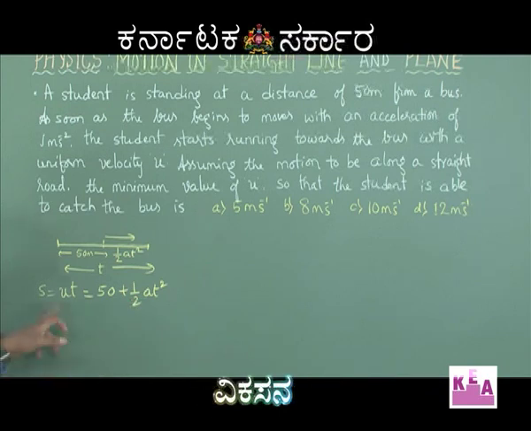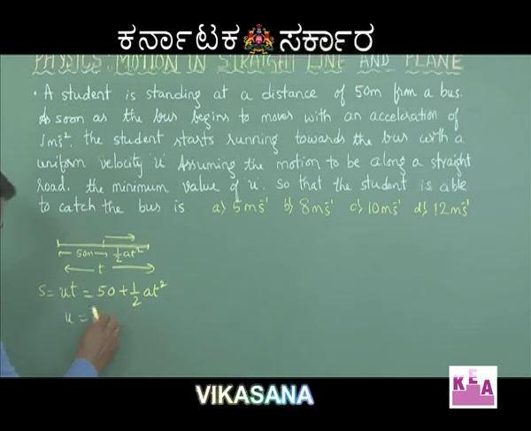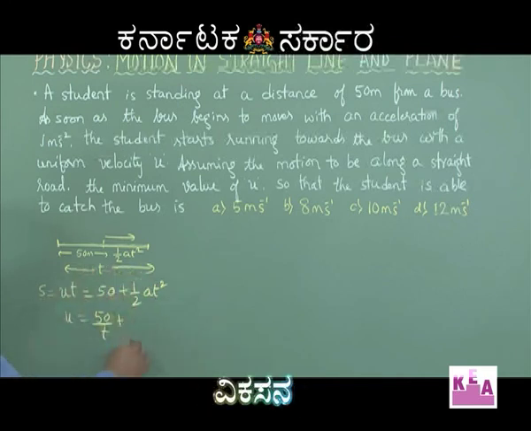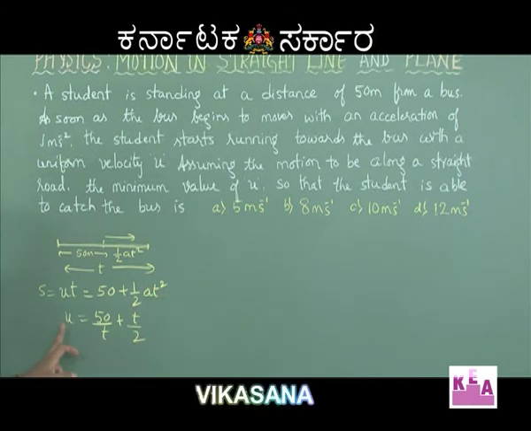So I am supposed to find out the value of u. Let me take the t to the other side. u is equal to 50 by t plus, with a as 1, t square by 2 divided by t, which is t by 2. This is the expression for u, the velocity of the boy who is trying to catch the bus, and look at this, it is a function of time t.